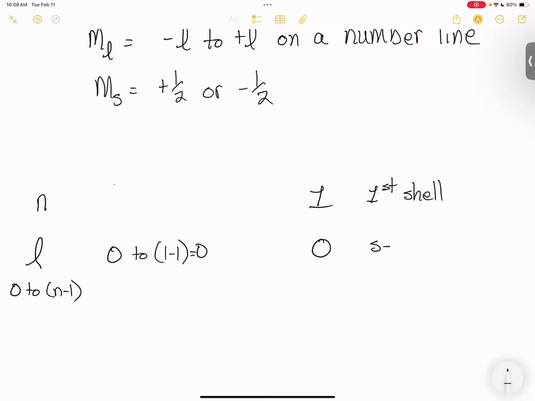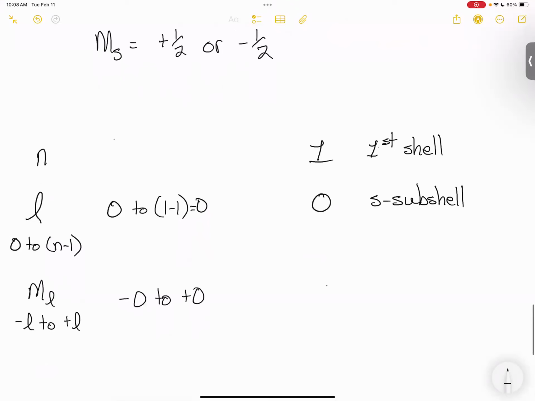An s subshell. Then we get to m sub l. m sub l is anything from a negative l to a plus l. So it can be a negative 0 to a plus 0, or in other words, it's equal to 0. So this says that there is only one orbital.